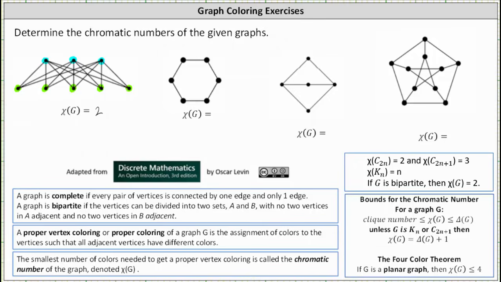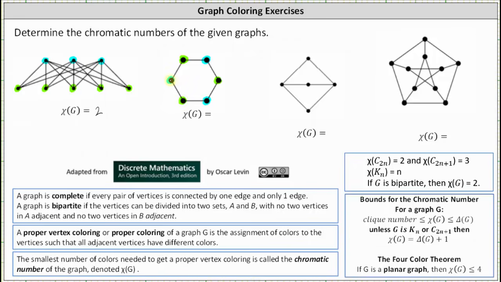Next, we have a cycle on 6 vertices. Let's color one vertex blue, let's say here at the top. The two adjacent vertices must be a different color. Let's color both of those vertices green. And because we have a cycle, we will now just alternate colors around the cycle. So we have green and then blue, green, and then blue.